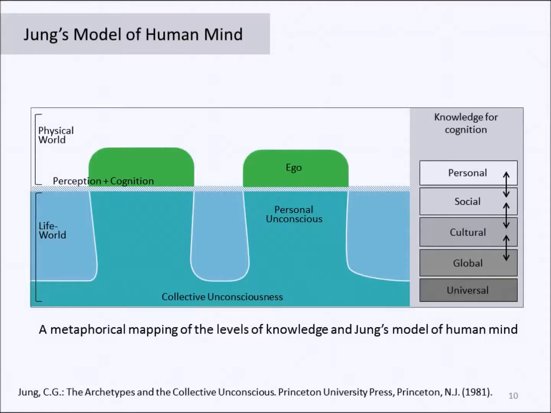Personal knowledge defines our ego. The social, cultural, and global knowledge define our personal unconsciousness. At the deepest level, the universal knowledge is connected to the collective unconsciousness, which is considered to be the basis of all kinds of human experiences.